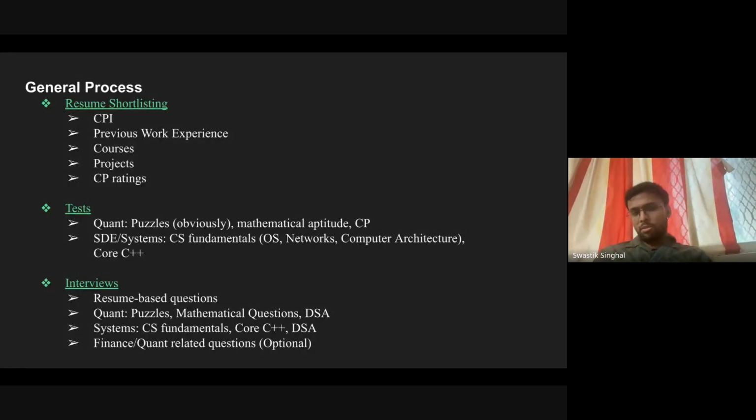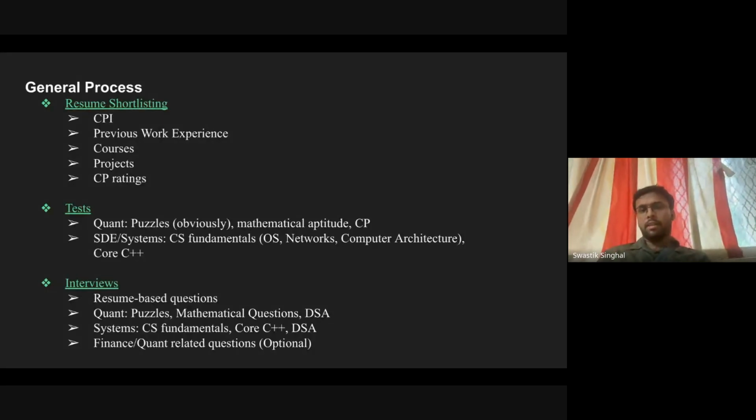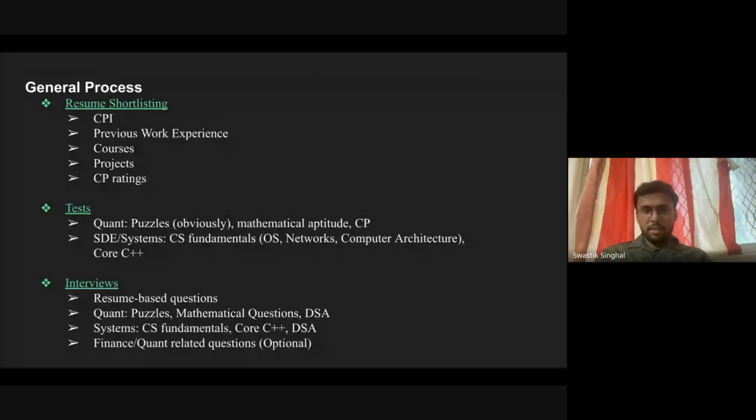What these companies also look for is previous experience. If you have interned at a quant firm, that definitely helps. But again, that's not a very strong criterion. I have seen people who didn't have any previous quant experience still get a very good offer.